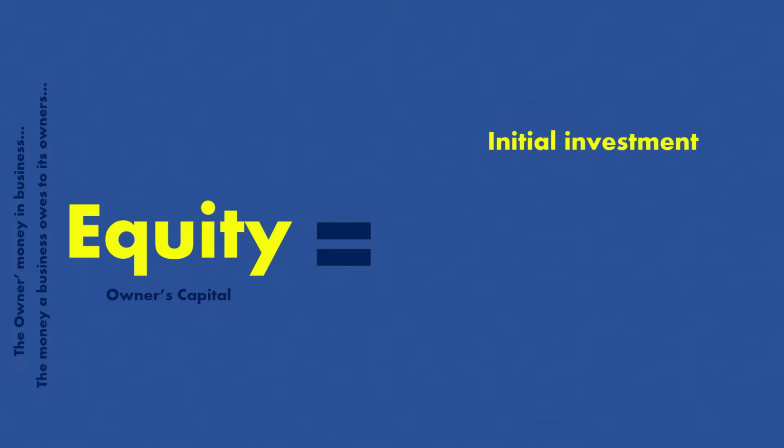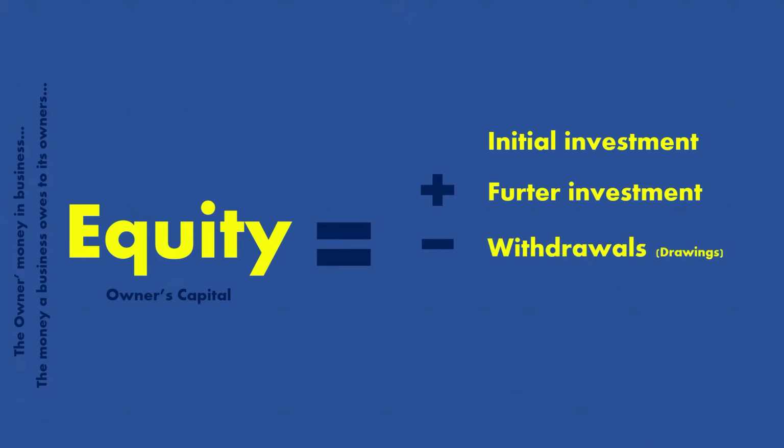Now how do we practically calculate equity in a business? First of all, we begin with the initial investment by the owner, and then we add any further investment that is made by the owner into the business. We deduct any withdrawals that are made by the owner from the business for his personal usage. By the way, we call withdrawals drawings, as you know in professional finance terminology. Withdrawals of the capital by the owner are referred to as drawings.